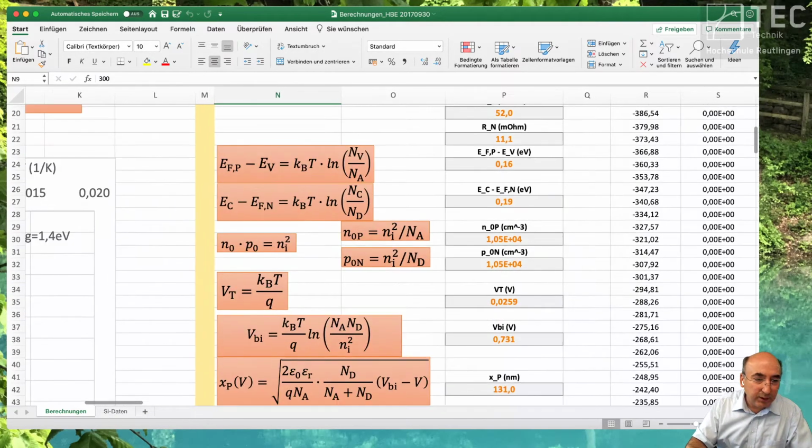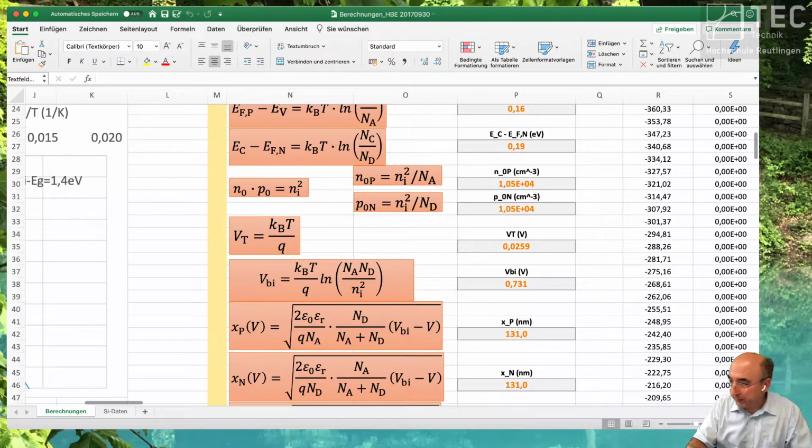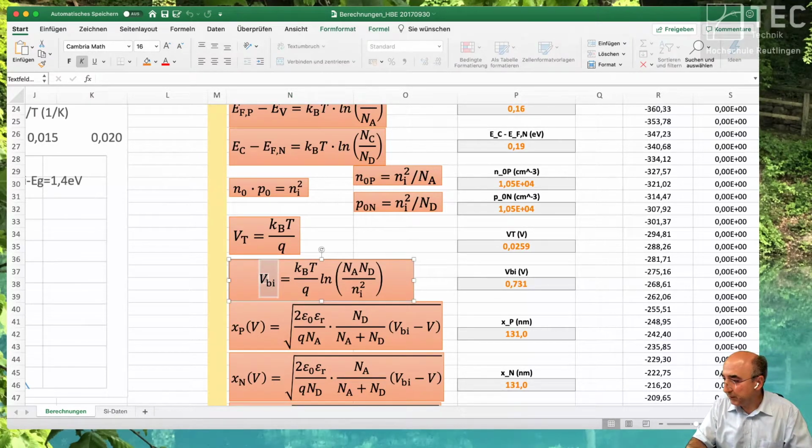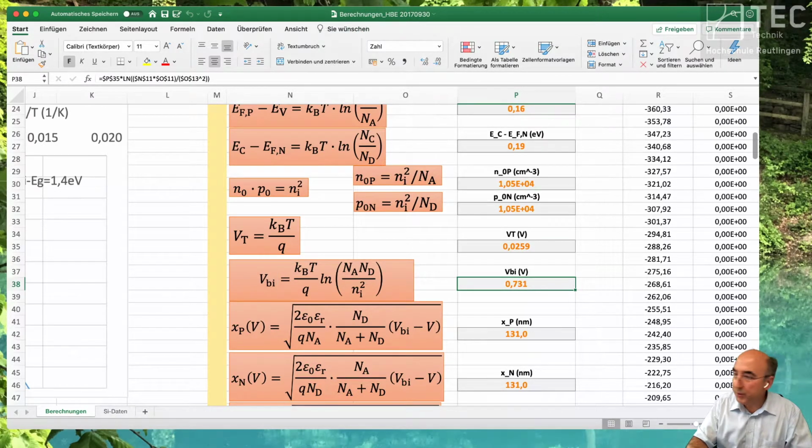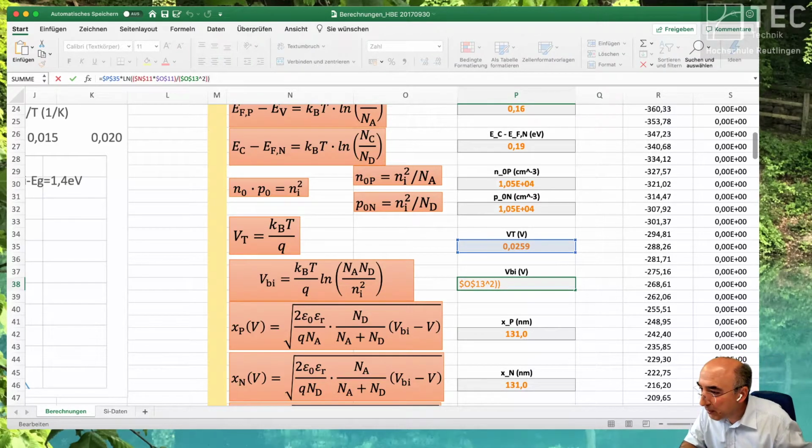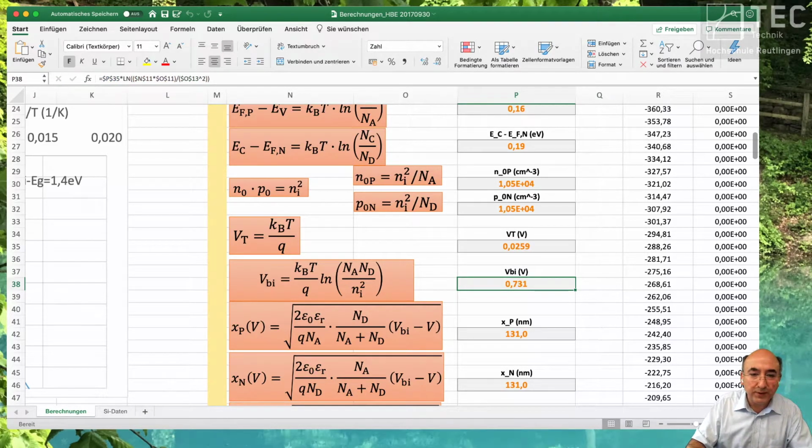Now let's see. Here we have our built-in voltage, the equation I have copied here. And if we calculate the built-in voltage using the temperature voltage, doping concentrations, and the intrinsic carrier concentration, we end up having 0.731 volt.